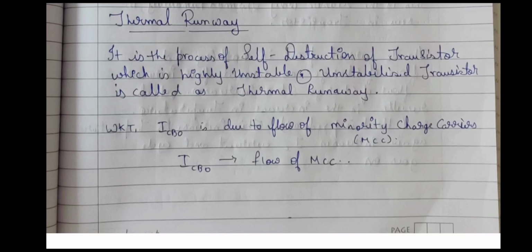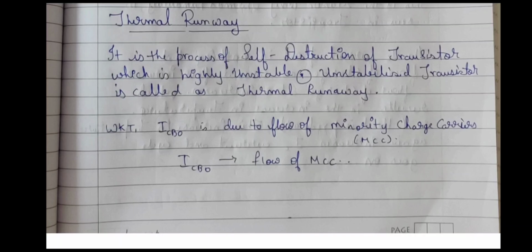So in this video we will be looking into the topic of thermal runaway, and let's look into it directly. What is thermal runaway really about? Thermal runaway is the process of self-destruction of a transistor which is highly unstable or unstabilized, and that process of self-destruction is called thermal runaway. That's the definition of thermal runaway.